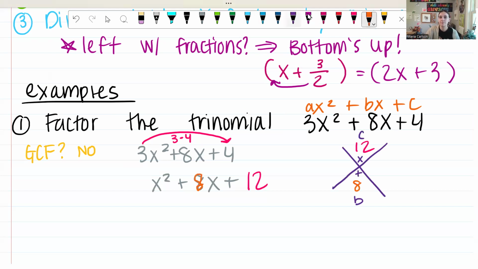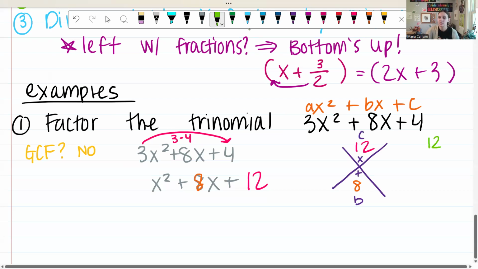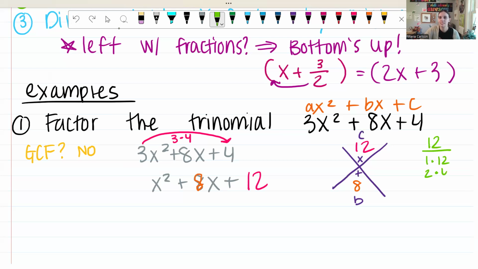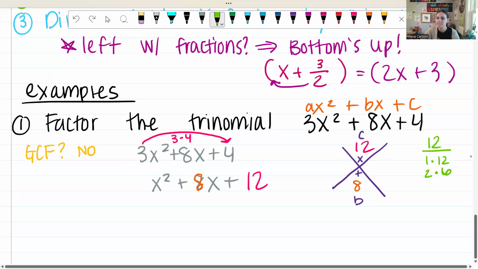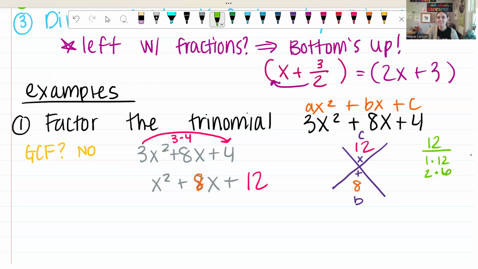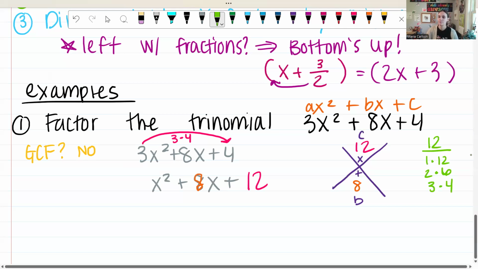So I want to find factors of 12 that add to 8. So I'm going to list out my factors of 12. They are 1 and 12, 2 and 6. Sorry, I was thinking of 8 for a second. 2 and 6, and then 3 times 4.